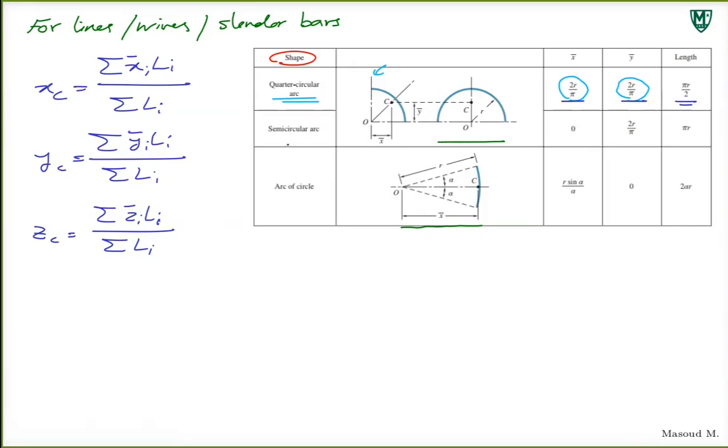Same story for semicircular arc. If the origin is here, the center C of this semicircular arc is located exactly where the origin is. Pay attention to where the origin is. The origin is here. And y bar is located at 2r over pi above the horizontal. And the length of the arc is pi r. So now I hope you understand what this table is telling us. Same story for arc of circle.